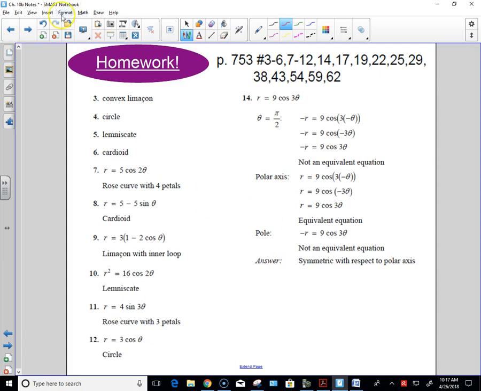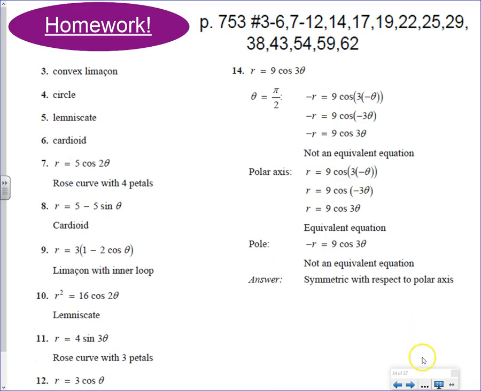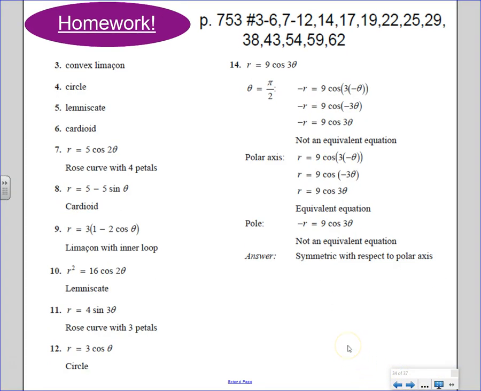Oh, hey, I have it ready already. Here you go. Number 4 is a circle. Number 6 is a cardioid. Number 8 is a cardioid. Ooh, a cardioid is a special name.